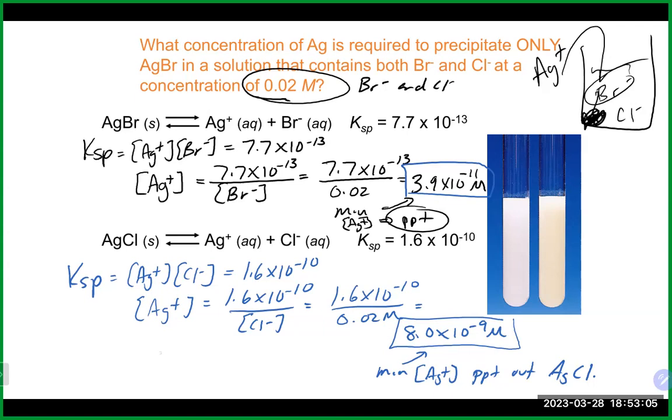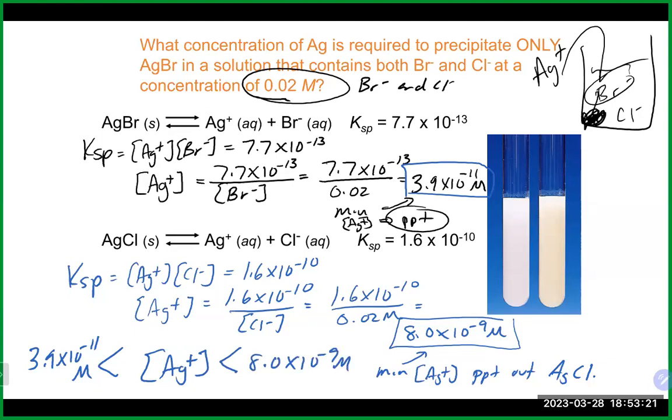So really in this case, we would need to keep the silver concentration greater than 3.9 times 10 to the minus 11 to start to see the bromide come out, but less than 8.0 times 10 to the minus 9 molar to prevent any silver chloride from coming out.